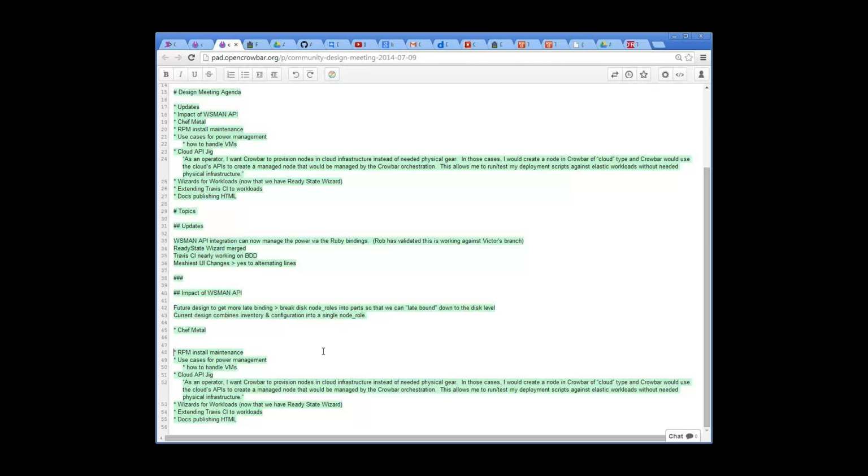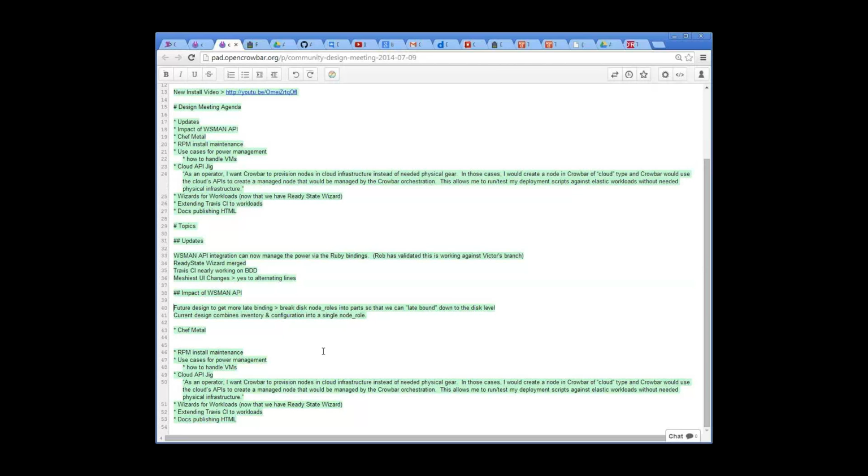So next, I don't know how much further we want to go on the impact of the WSMAN API pieces, except to say that there will be some design consequences. Do you want to explain the out of band? I'm trying to think of how to even ask the question to make it an easy thing to explain. We run into a lot of that in Crowbar.